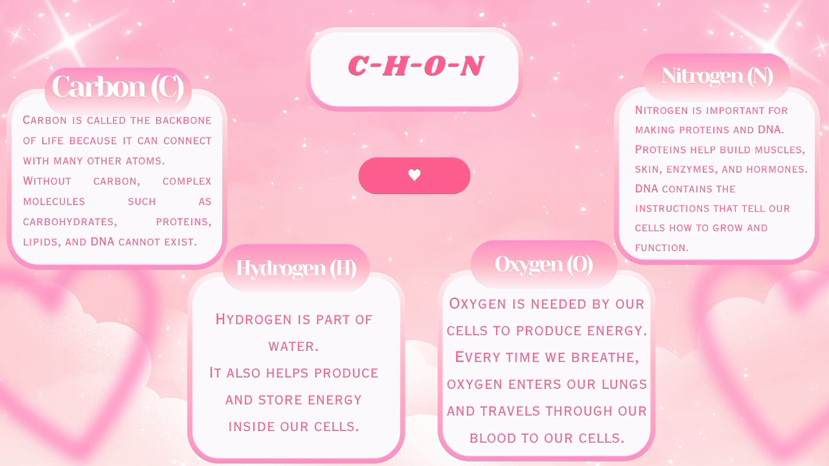Next is oxygen. Oxygen is needed by our cells to produce energy. Kapag humihinga tayo, pumapasok ang oxygen sa lungs natin at dinadala ito ng dugo sa iba't ibang bahagi ng katawan. Doon ito ginagamit ng cells para makagawa ng energy na kailangan natin sa paggalaw, pag-iisip at iba pang gawain.